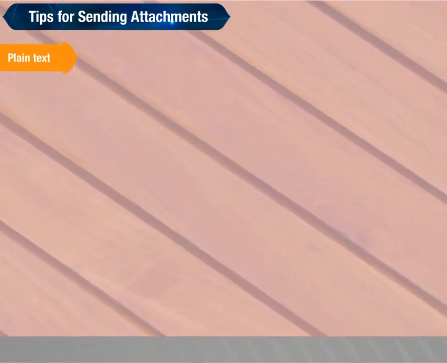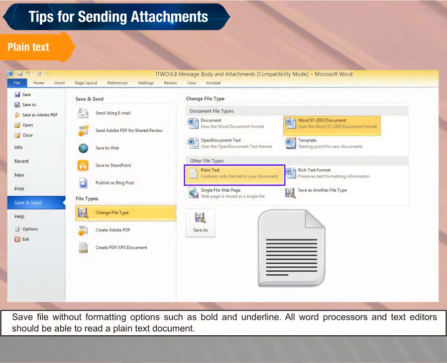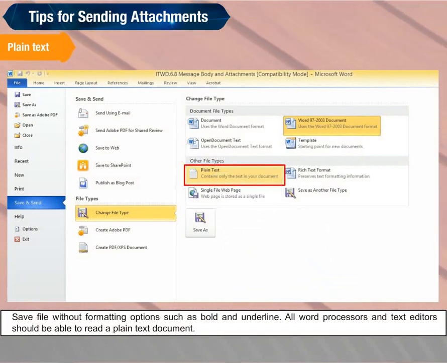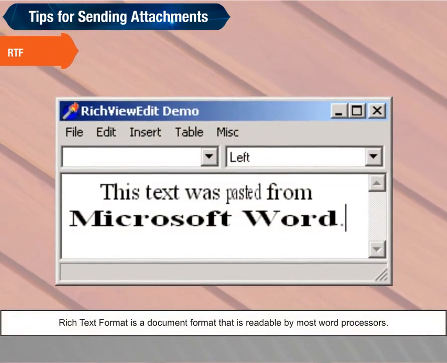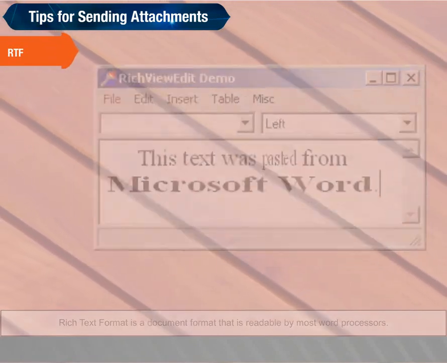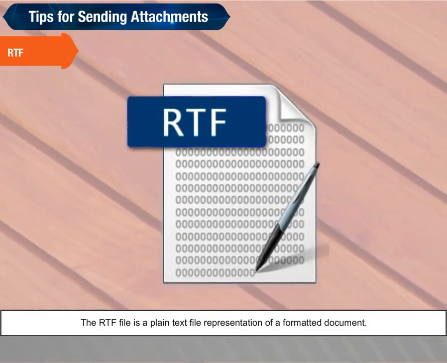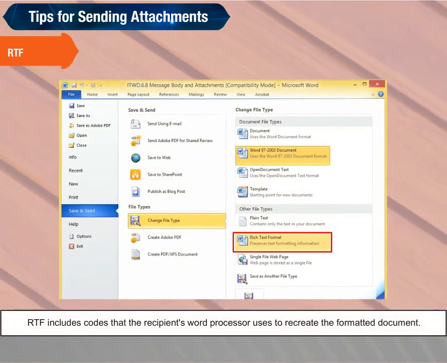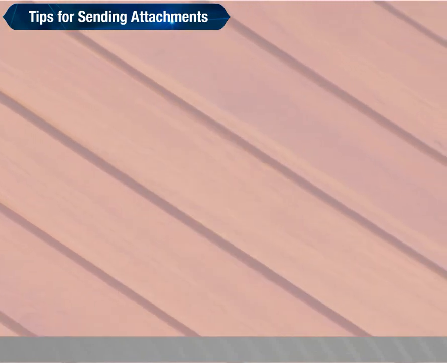Plain text. Save the file without formatting options such as bold and underline. All word processors and text editors should be able to read a plain text document. RTF. Rich text format is a document format that is readable by most word processors. The RTF file is a plain text file representation of a formatted document. RTF includes codes that the recipient's word processor uses to recreate the formatted document. PDF.